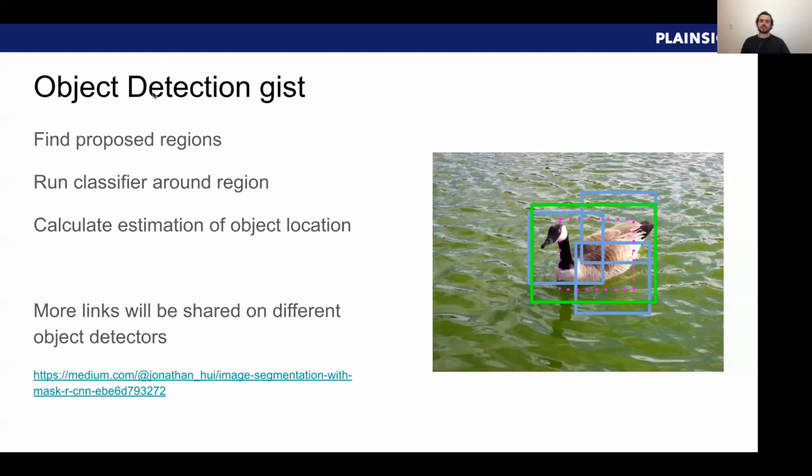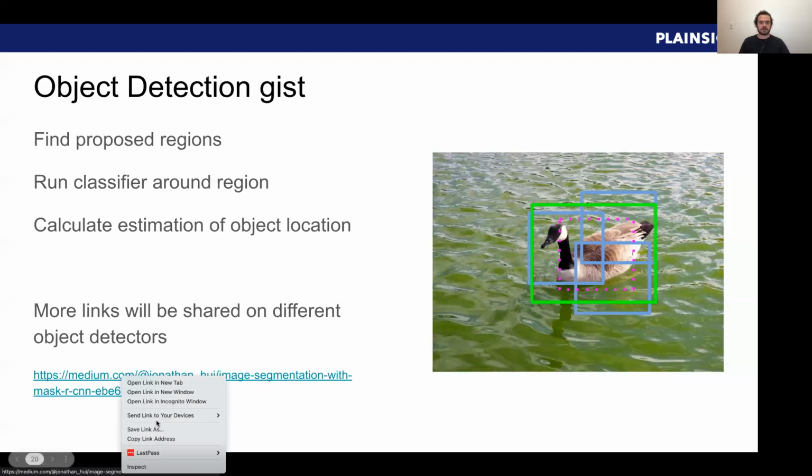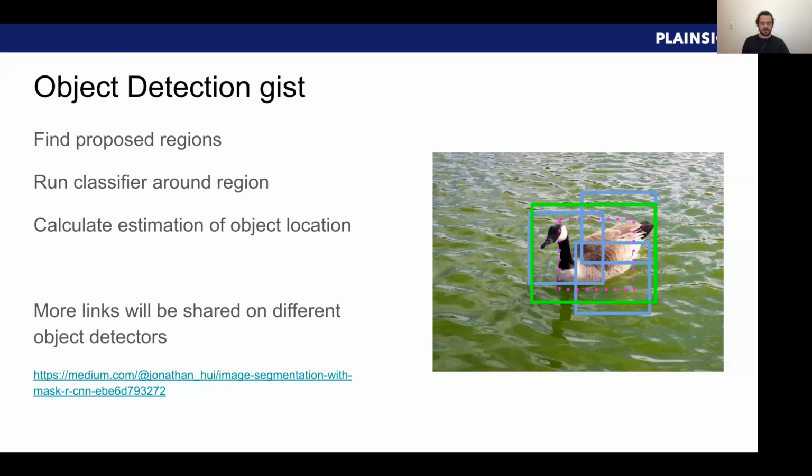Object detection in a gist: you train a network and it's going to find proposed regions where it thinks there is an object. Then it's going to run a classifier around that region, which is trained during our training process. And then it can calculate an estimation of where that location is. This link is a great one if you want to dive way deeper into how object detection actually works behind the scenes. Really good little read. This is what's going on after we train our network. It's like, I think there's a goose around here. It's going to run a classifier and then do some calculations to estimate, pretty precisely, hopefully, where that object is.